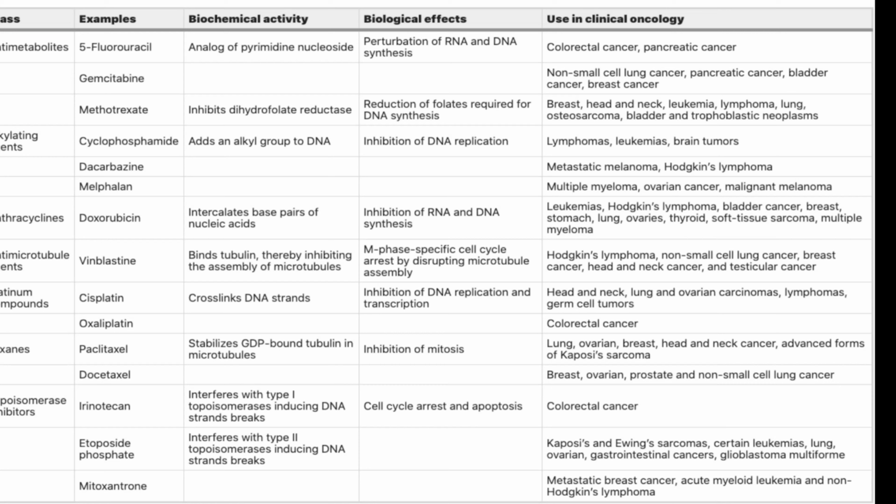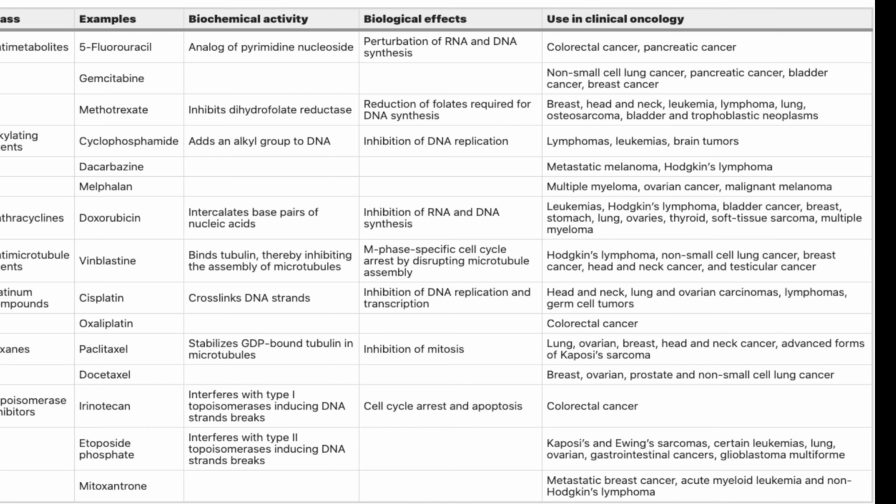There are many other classes, which are anthracycline, antimicrobial agents, platinum compounds, taxane, and topoisomerase inhibitors. Their examples are doxorubicin, vinblastine, cisplatin, oxaliplatin, paclitaxel, docetaxel, etoposide phosphate, mitoxantrone.